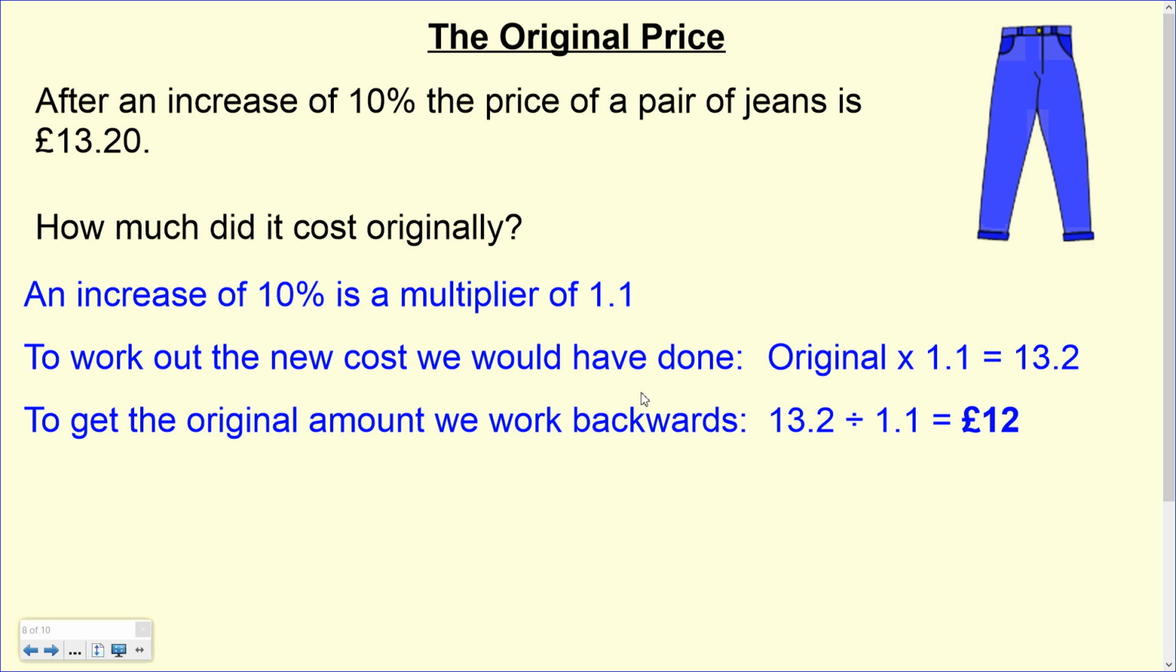So to get just the original amount, we work backwards. If we times by 1.1 to find the new amount, to find the original, we've got to go back. We divide by 1.1. So 13.2 divided by 1.1 gives you £12.